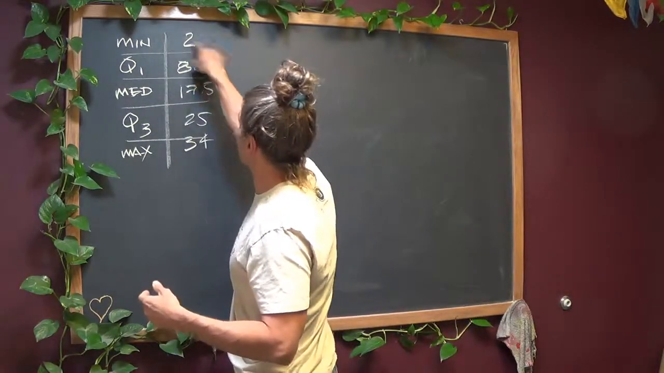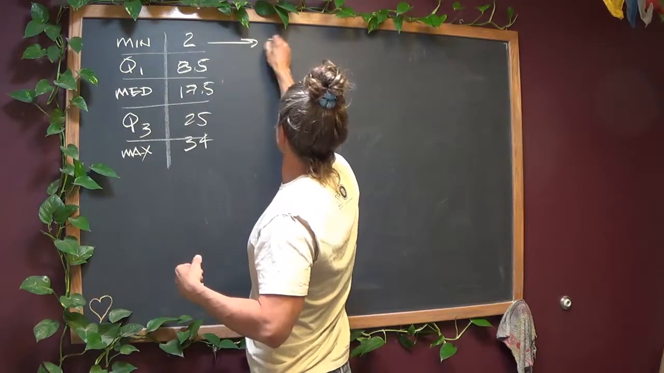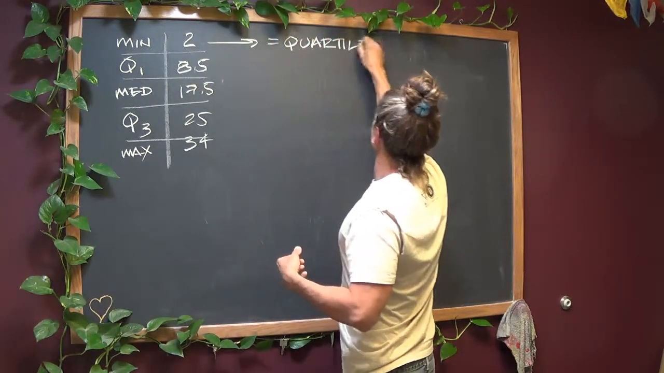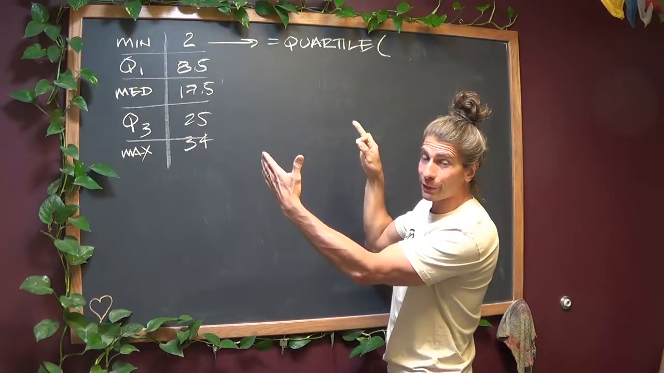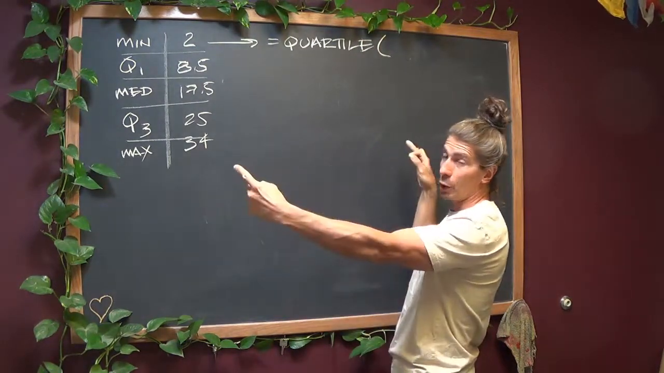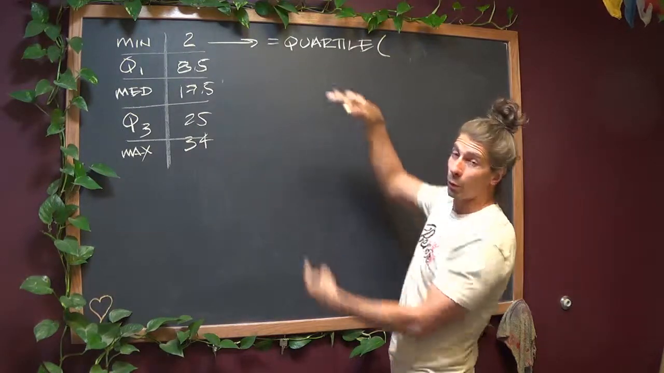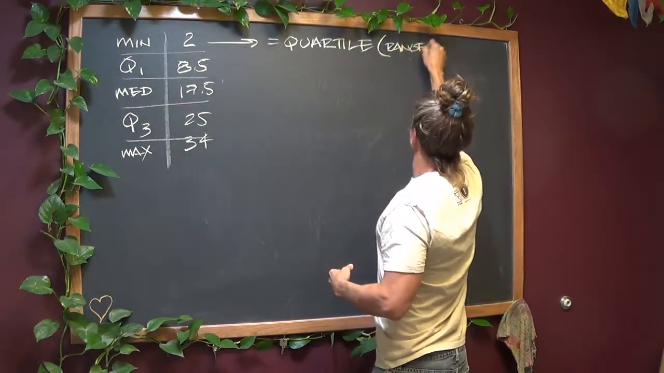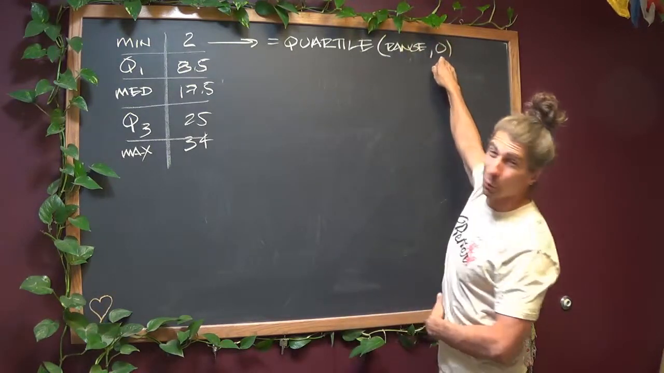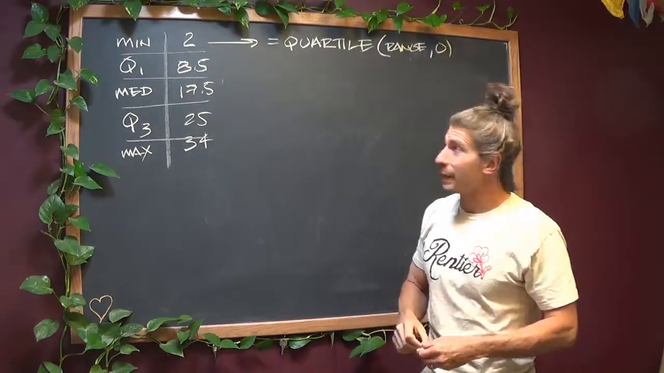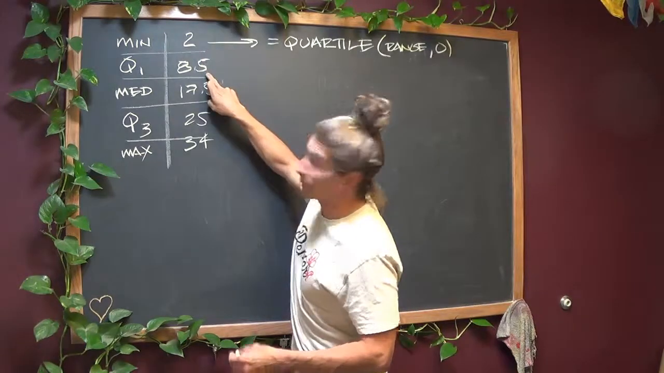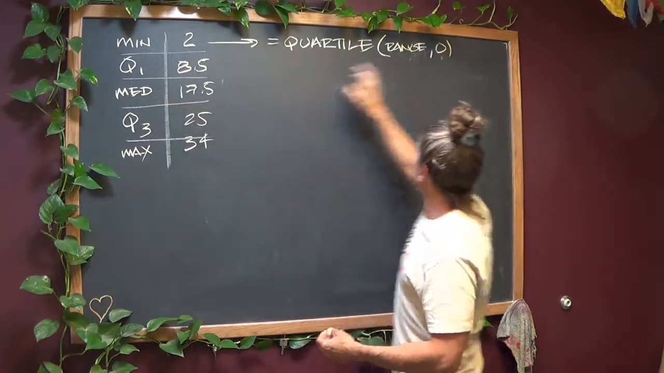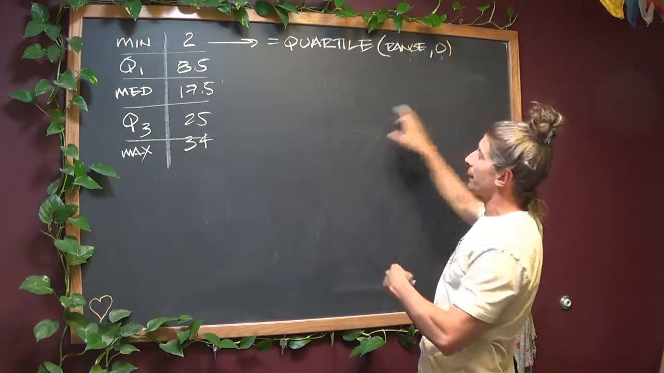So if you wanted to find the min value, you could actually just type equals quartile, and then you'd have to put the range of where your data is. So if you put it in a row or a column, just label that. So you put your range, and then you put 0, for the 0th quartile. I know we talked about that in class. If you wanted to find the first quartile, you just change the 0 to a 1. The median would be a 2, the Q3 would be 3, and max would be Q4.